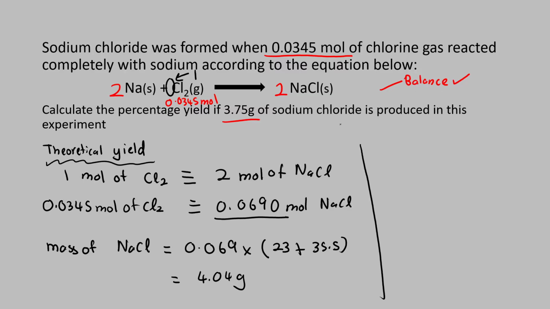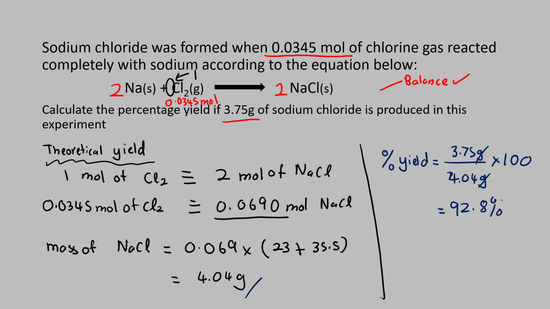Now we can calculate the percentage yield. The percentage yield is equivalent to the actual yield from the experiment, which is 3.75 grams, over the theoretical based on our calculation, which is 4.04 grams, and don't forget to multiply by 100. Divide, and you should get 92.8%.